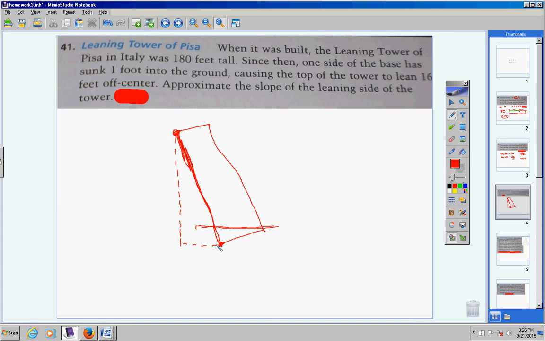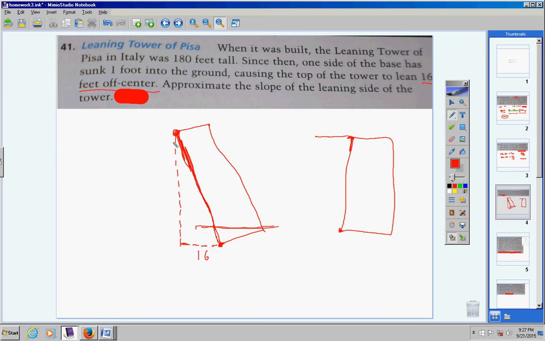There we go. Now, all I have to do is find my rise right here and my run right here. Well, we know the run already is 16 because it says it's 16 feet off center. So that means when this point here was originally straight up and down like this, it was fine. But it's moved 16 feet off center. That means this point here has moved 16 feet from the center where it used to be. So that's what that means. So your run right here is going to be 16.